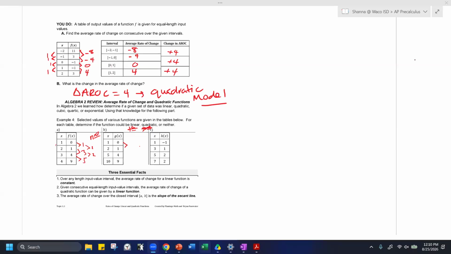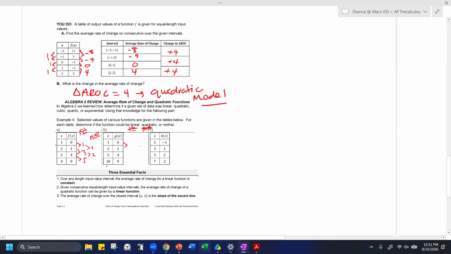Okay, so if you look right here on the first table, because these are equal length input values, the distances between are equal, I can go back to our Algebra 2 method of using first and second difference. So notice that the first difference here is not the same, but the second difference is the same.